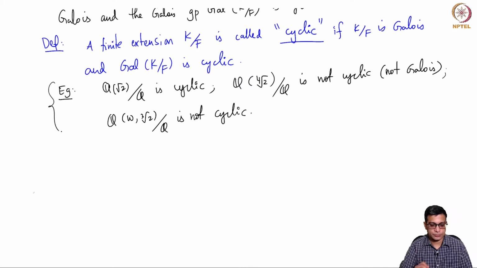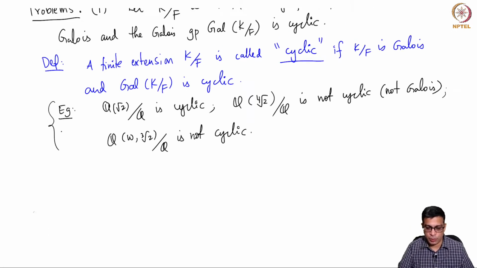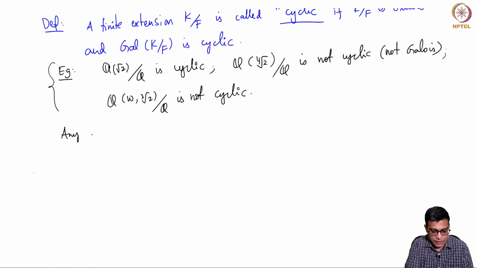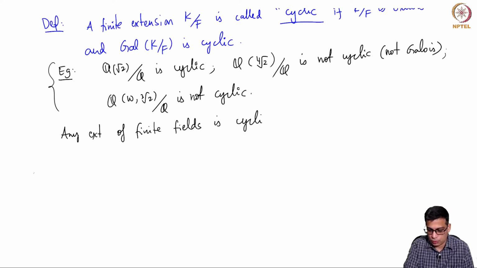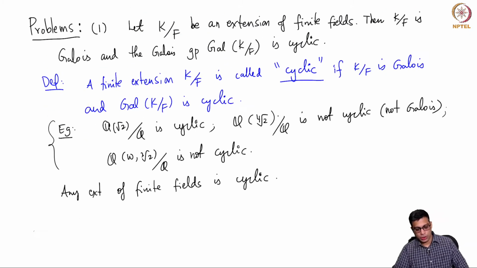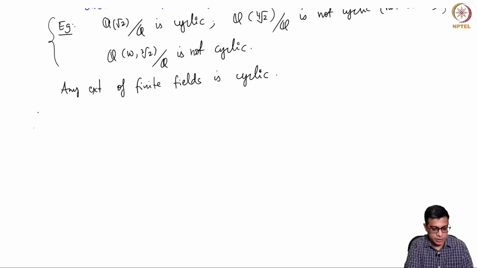So the assertion of this problem is that any extension of finite fields is cyclic. That is what the problem is asking you to show. If you have two finite fields, one containing the other, it is a Galois extension and its Galois group is cyclic. In other words, it's a cyclic extension. Okay, let me prove this.